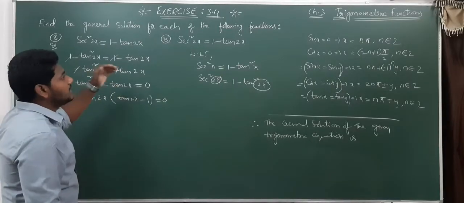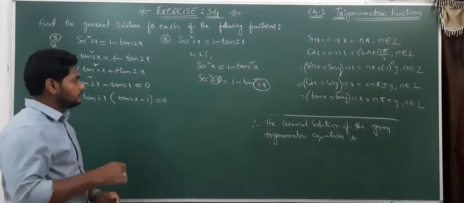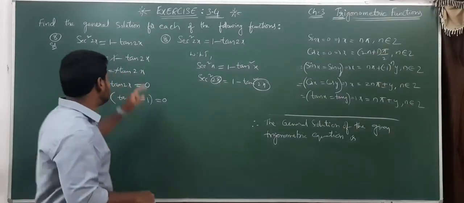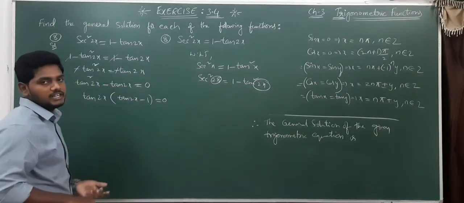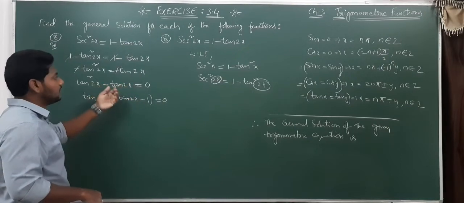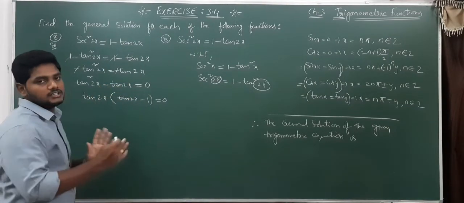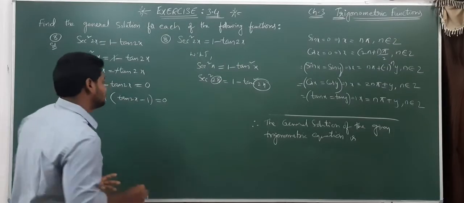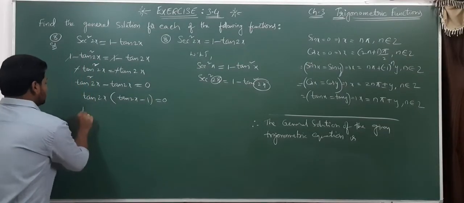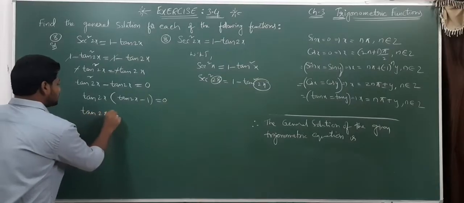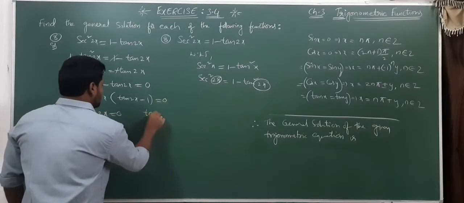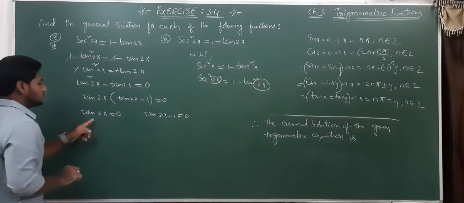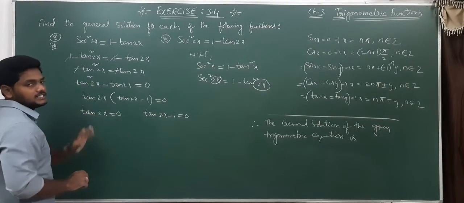No. When we are finding general solutions, we need to find all possible general solutions. If we cancel only in terms of tan, we will miss some. But if we bring that to the left hand side, we will get two general solutions. Sometimes this will satisfy, sometimes that will satisfy. From these two, we can write tan 2x equal to 0 or tan 2x minus 1 equal to 0.